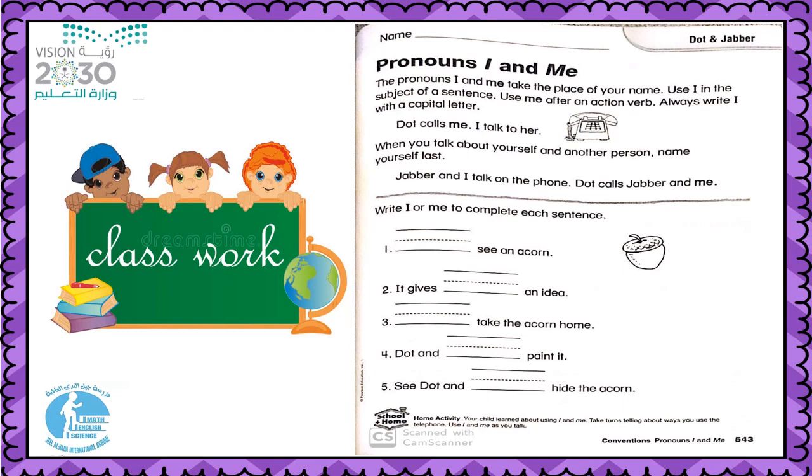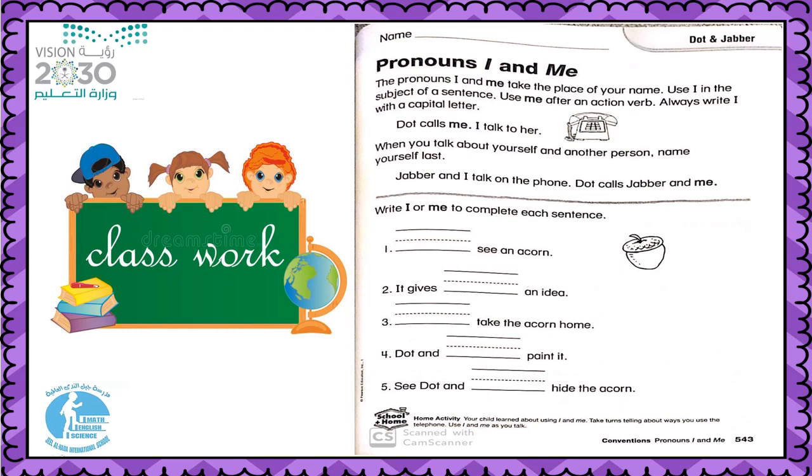Look at the example. Dot calls me. Why did we use the pronoun me? Because it came after the action verb calls. And it's also in the end of the sentence. So Dot calls me, not Dot calls I.